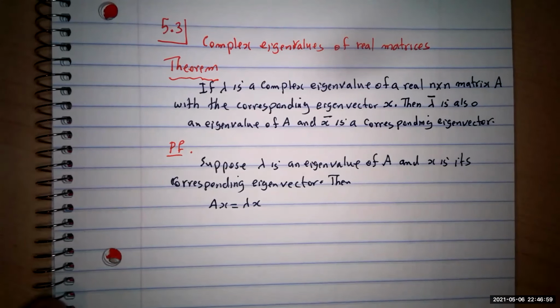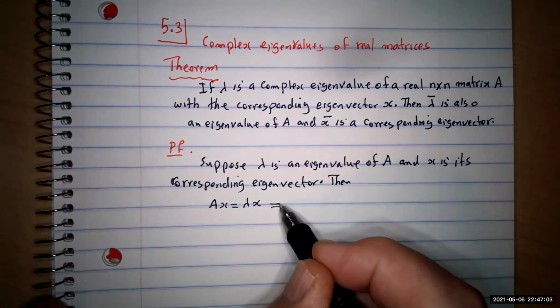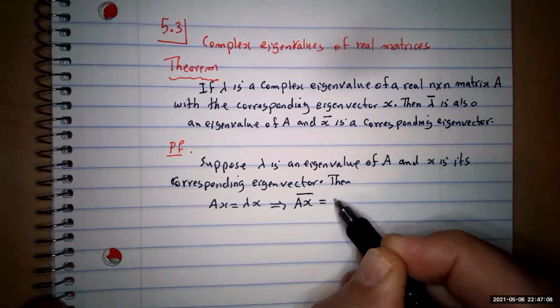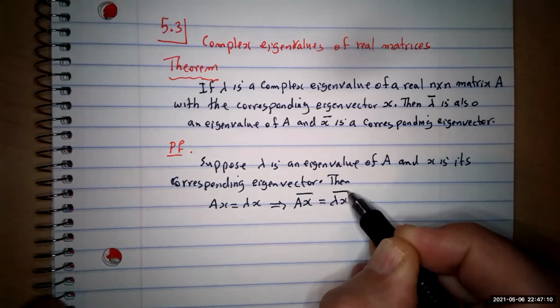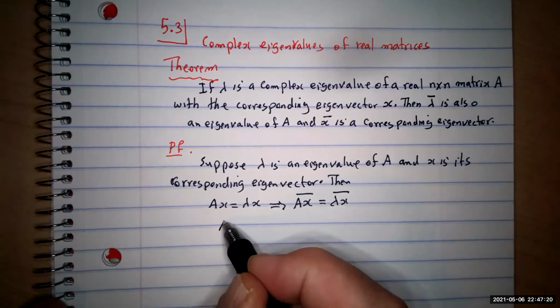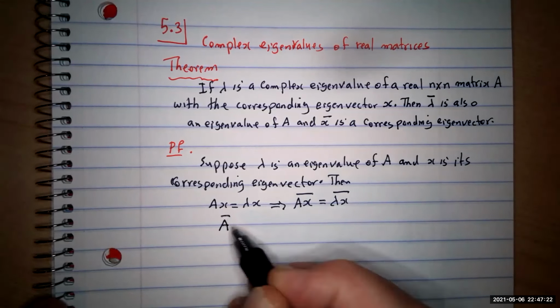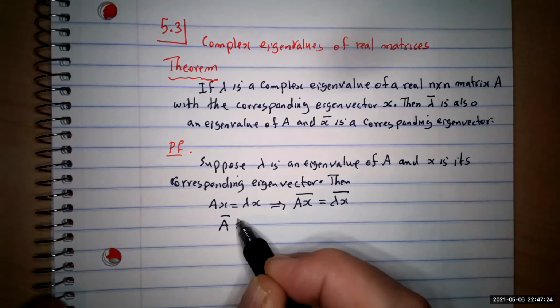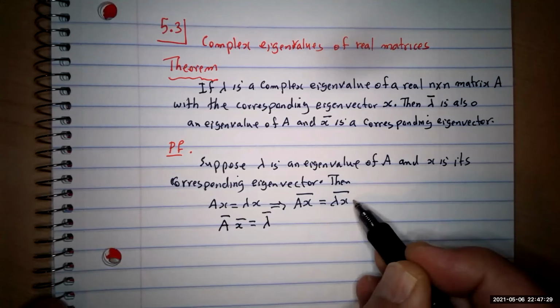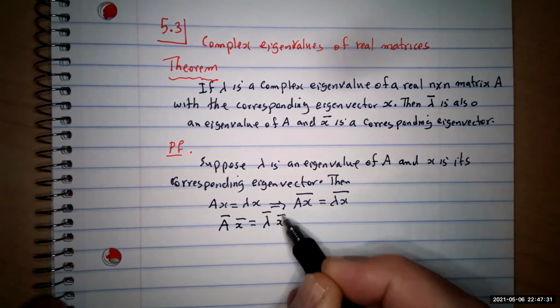Now take the conjugate. They are complex numbers. So take the conjugate of both sides. The conjugate of A times x equals the conjugate of the right side. The conjugate of complex numbers is multiplicative, which means you can break it up. It's going to be A bar, the conjugate of the matrix, times x bar, equal to the conjugate of lambda, which is lambda bar, times the conjugate of x, which is x bar. You see that's one.